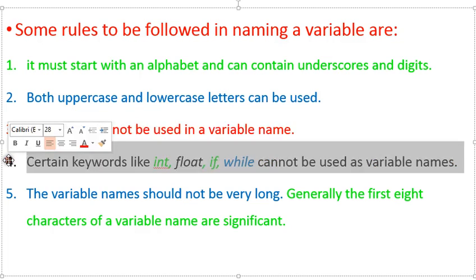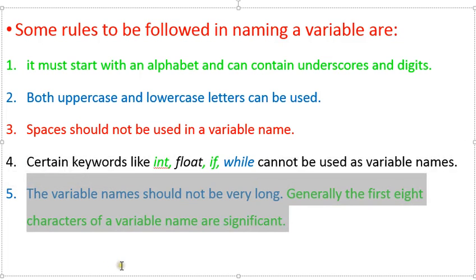And rule number 4 is that we should make sure that there are some words that are called keywords. The computer uses them for specific purposes, therefore they should not be used for writing a variable name. Such words include int, which is for integer, float, which is for floating point number, if, which is for condition, while, which is also for condition. These ones and similar ones are called keywords and they should not be used in writing a variable name. Then rule number 5 is that the variable name should not be very long.